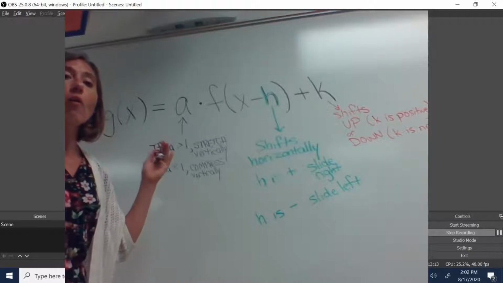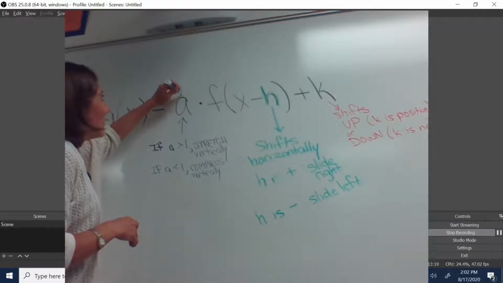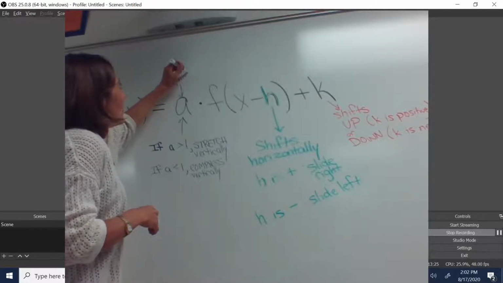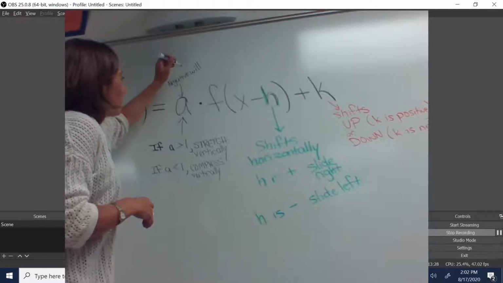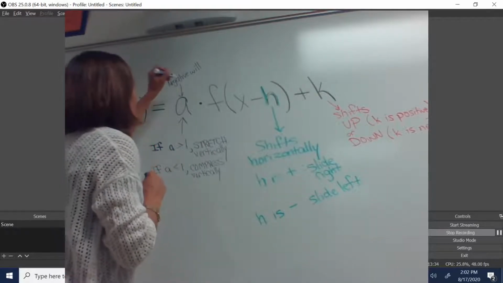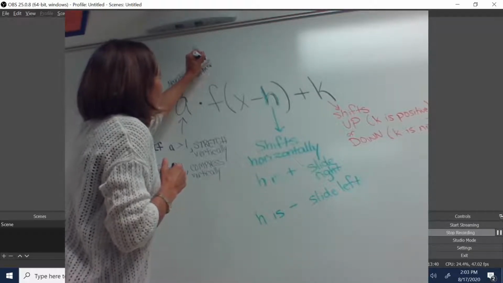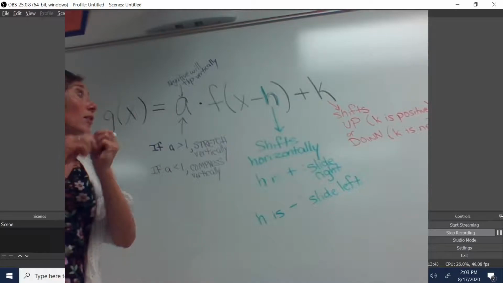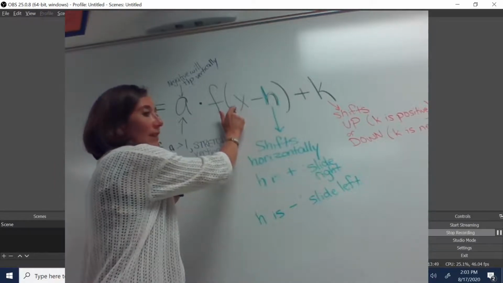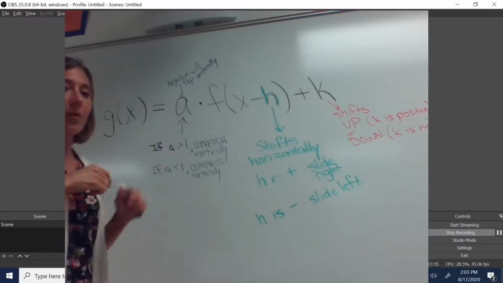Right now you're just looking for the overall things that you notice, and then you're going to play with these. So the other thing that the A does is if it's negative, it will flip it vertically. The horizontal flip, we won't do very much with. It will have to do with a negative in here. We're not going to do a lot with that this year, just a tiny little bit. But this will come up a little bit more frequently.